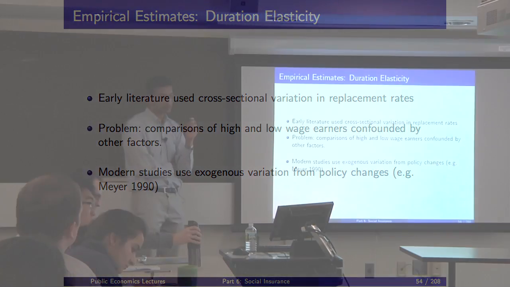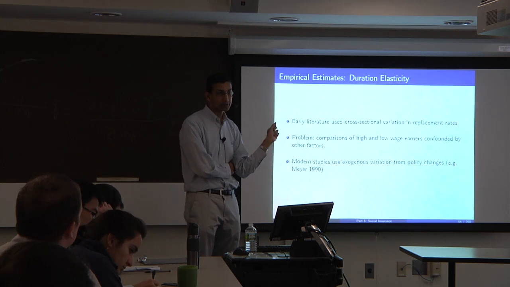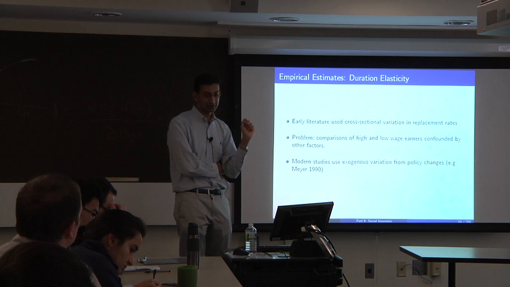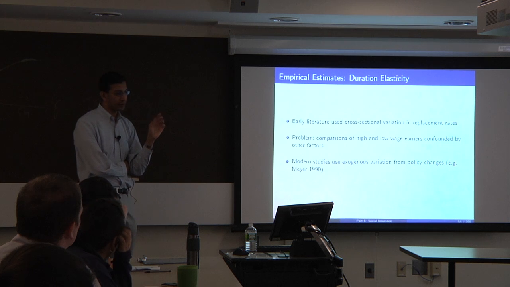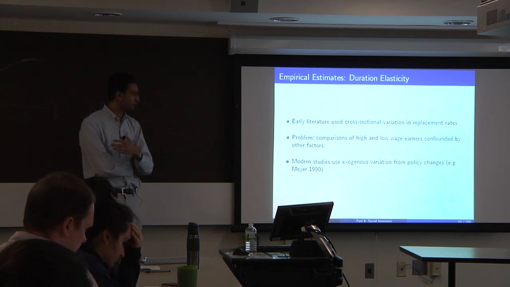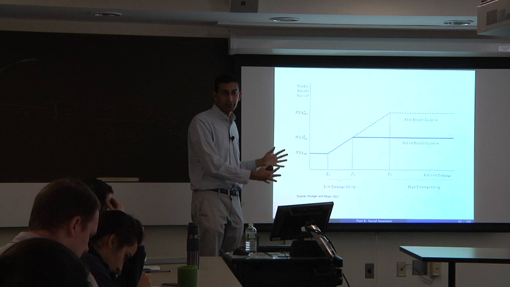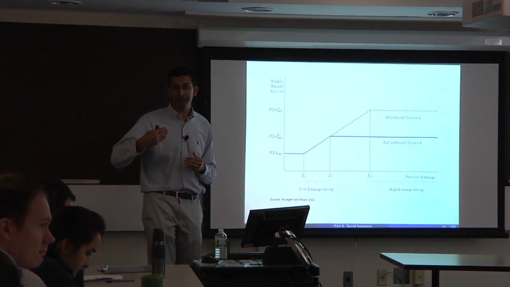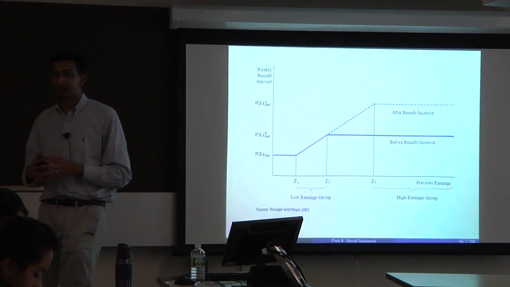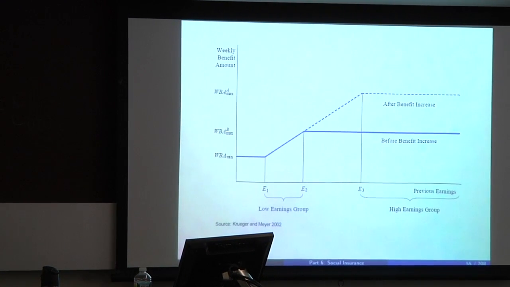So modern studies use exogenous variation from policy changes. I'm going to talk about the estimates from Bruce Meyer's Econometrica paper in 1990, which is very widely cited. And then there's a lot of subsequent literature, which I'll say a word about. So here's the basic setup that's very commonly used in this literature. It turns out that the way in which UI benefits are typically changed provides really ideal variation for a quasi-experimental diff-in-diff approach.